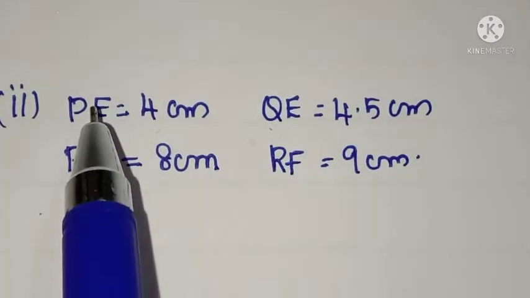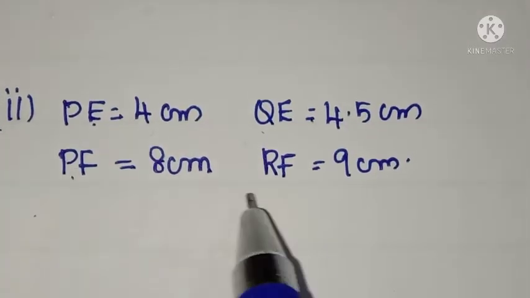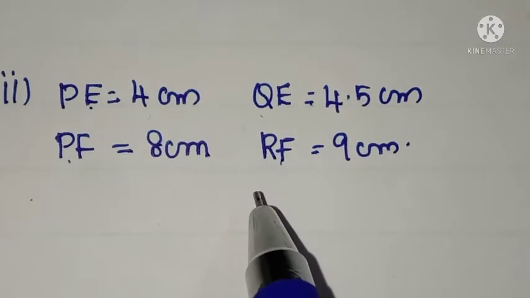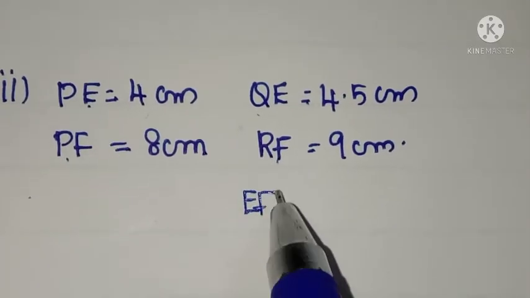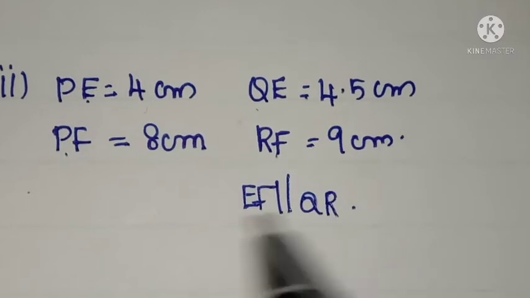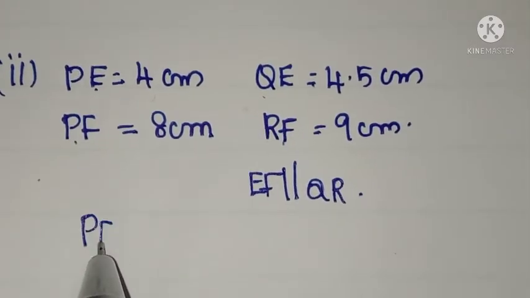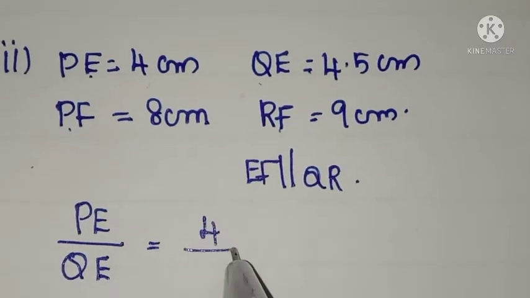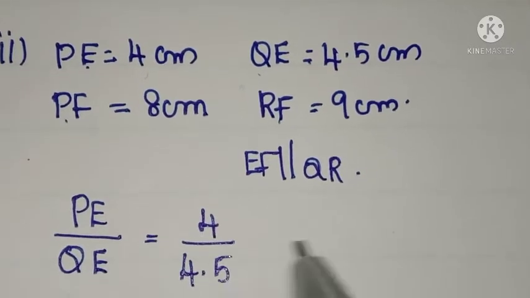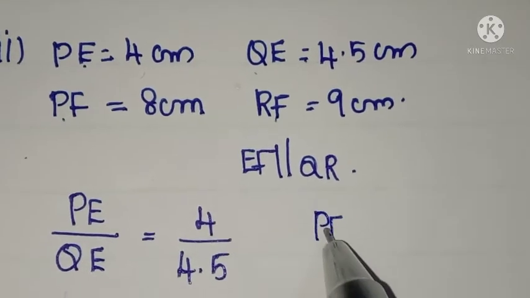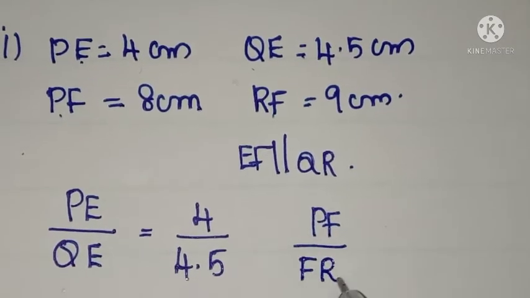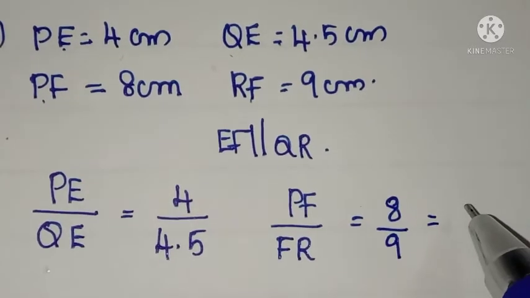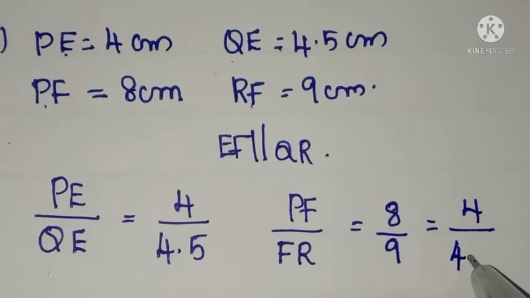Second sub question, PE, QE, PF, RF. 4 measurements are given. We want to state whether EF is parallel to QR or not. So find the ratios of the sides PE and QE. PE is 4, QE is 4.5. Now see the ratios of the sides PF and FR. It is 8 by 9.